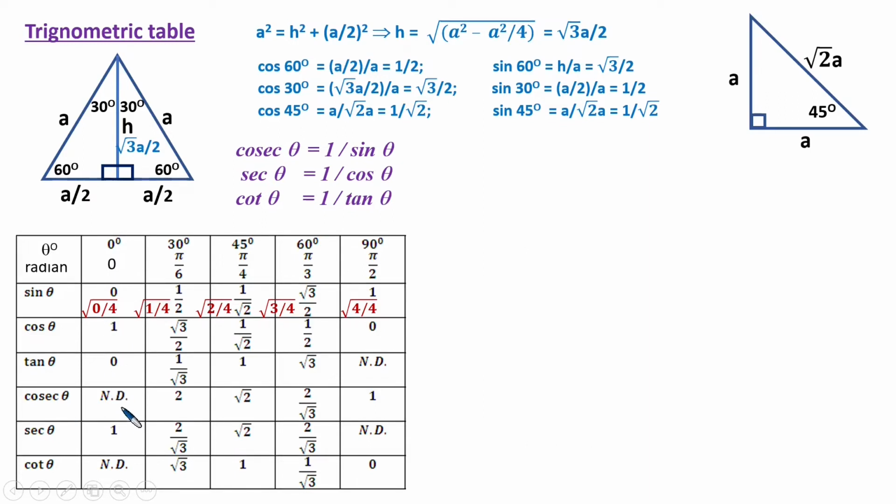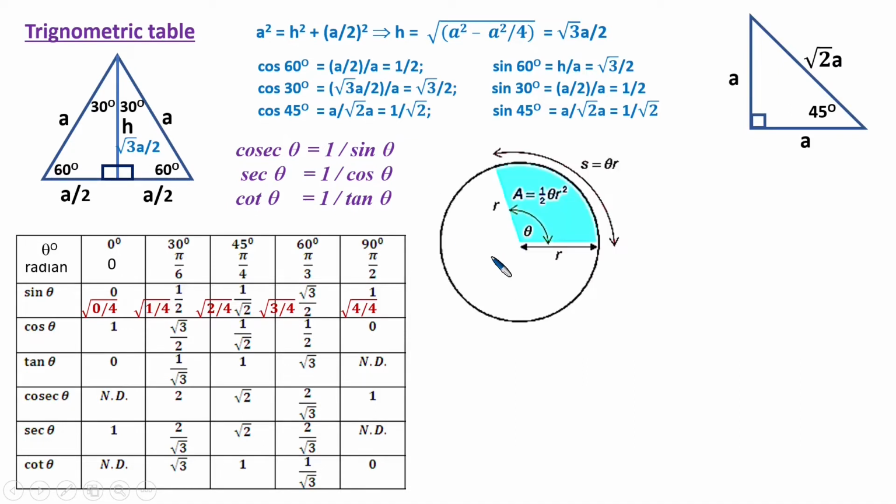Sine is 0, so it is not defined. And similarly, here also tan theta is not defined, because tan theta is sine by cos, which is 1 by 0. So 1 divided by 0 is not defined. So similarly, you can write this table. So let us not waste time in doing this. You should try to work it out.